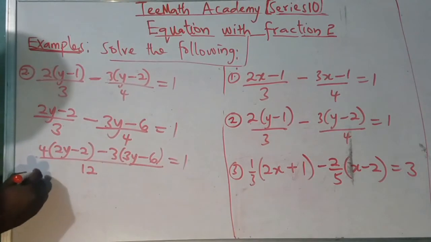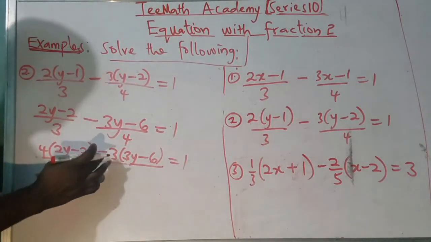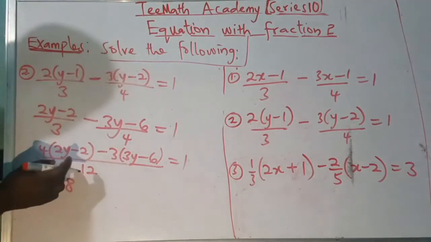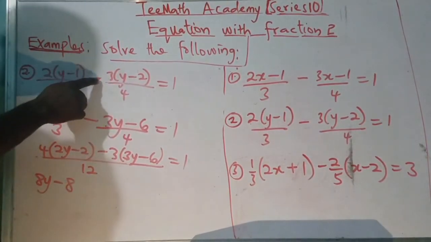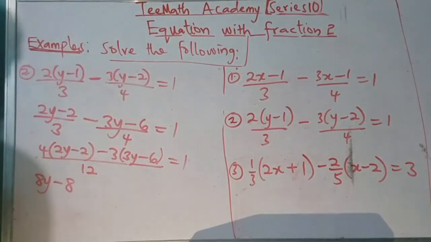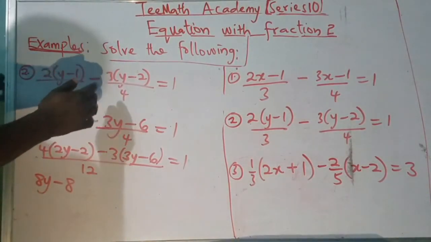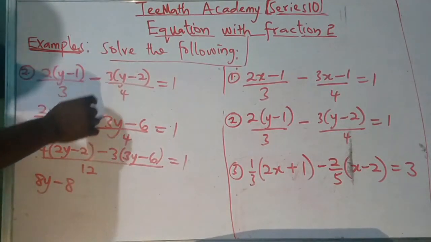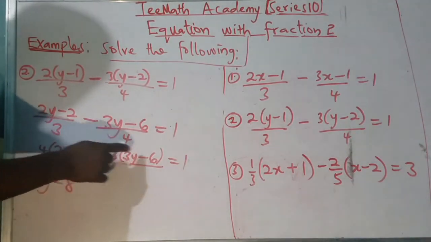4 times 2y is 8y. 4 times minus 2 is minus 8. Now this is where you use this minus, not here. So when the question starts with a bracket like this and there's a minus, you don't use this one to remove this one. This is a minus. This sign is a demarcation. It's the one that brings these two together. So this one here remains positive. It's only here that this sign will affect this sign.